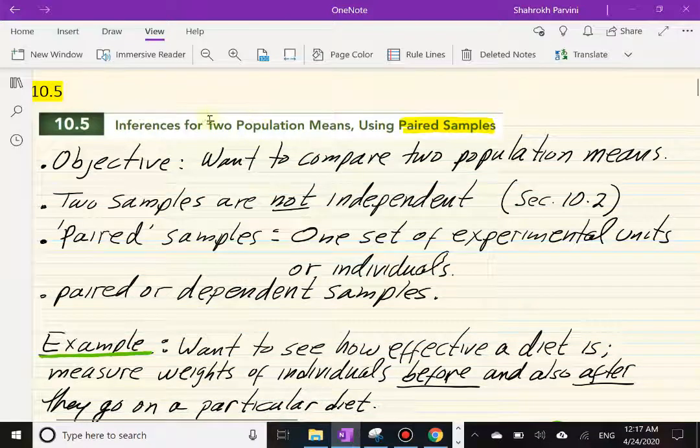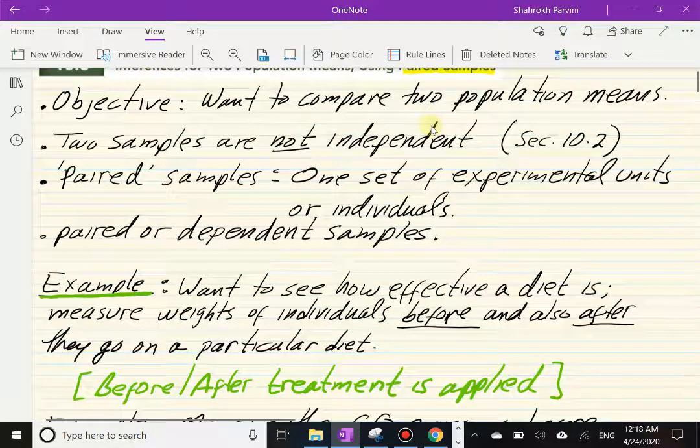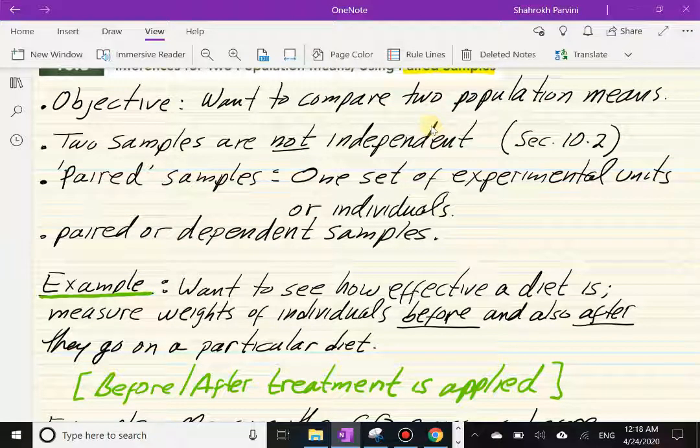That's mu1 minus mu2. This time we're assuming we no longer have independent samples, so our samples are now paired samples. So in a way we are changing the design of our experiments. That's what we're doing, and I'll explain more in a moment. So what is the objective of our study now? We want to compare two population means just like we did before.